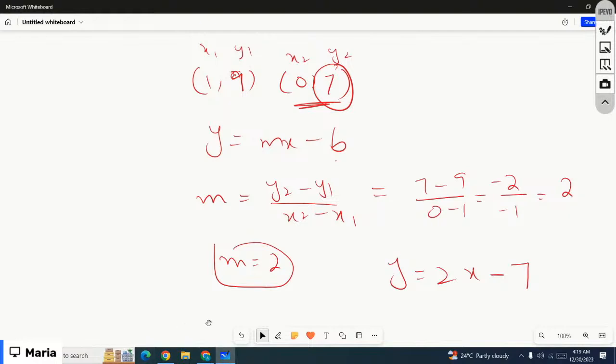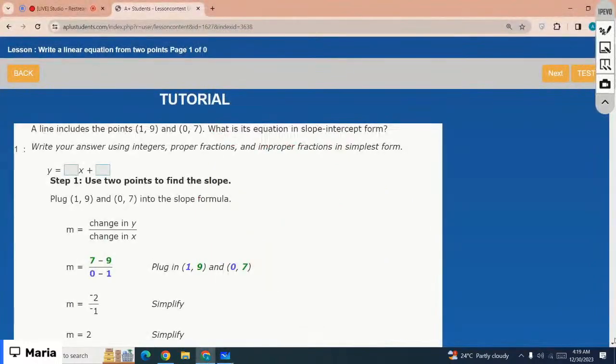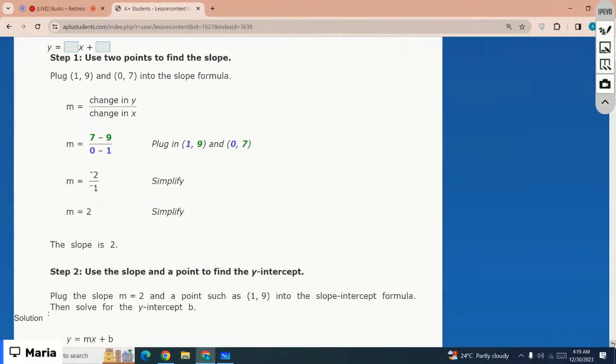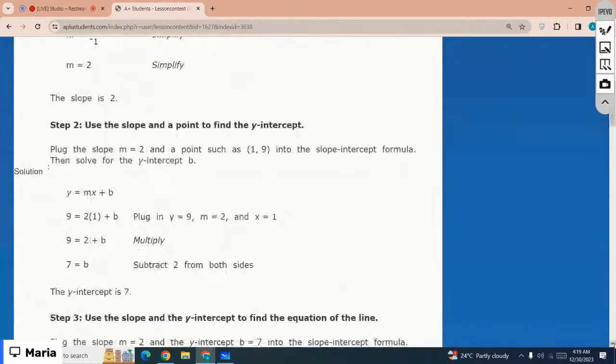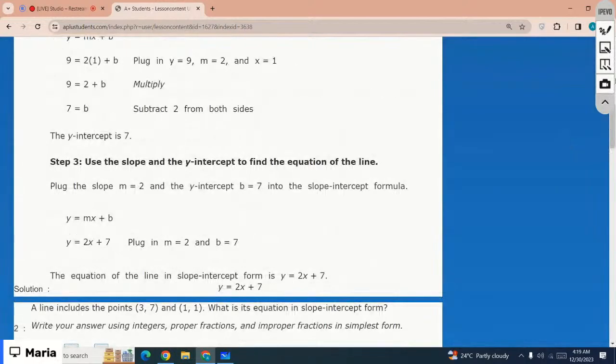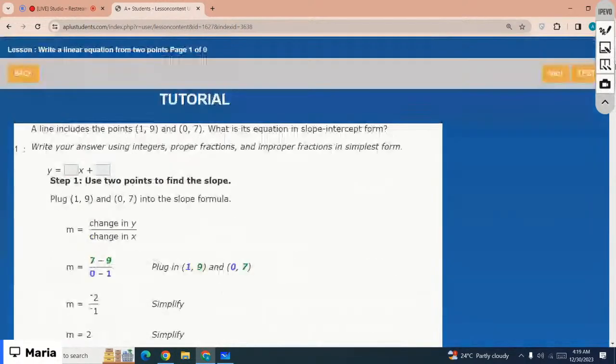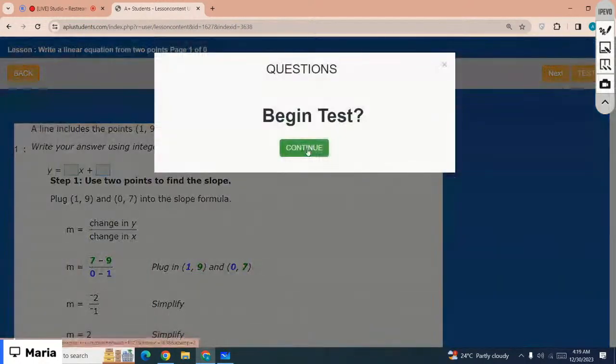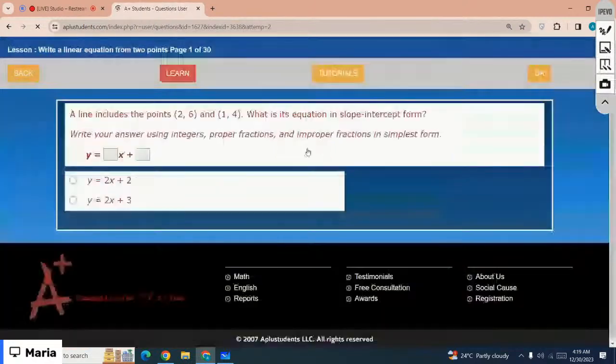Okay, let's just start with the test questions. So basically, when you are given two points, you have to calculate the slope first, right? Then you have to calculate the y-intercept. You use any point as x, y in the equation with the slope and calculate the y-intercept. Let's just start with the example test questions.